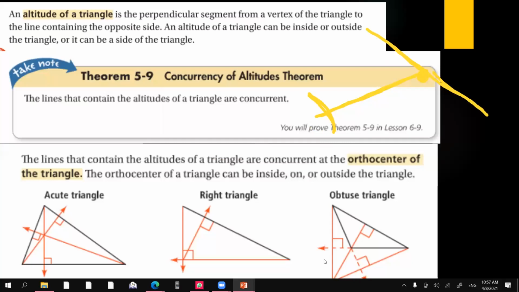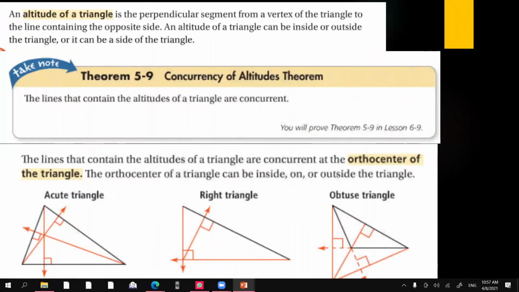Okay. Now let's talk about the altitude. The altitude is a perpendicular segment. So this is the first important thing. It must be a perpendicular segment, from a vertex of a triangle to the line that's containing the opposite side.